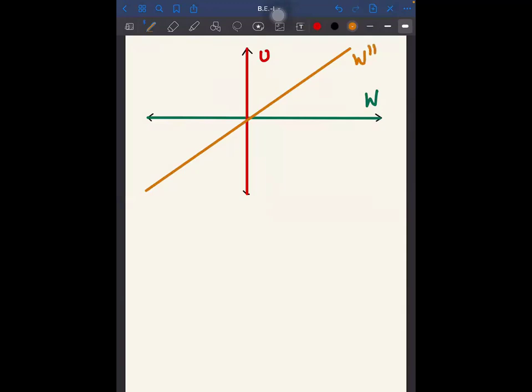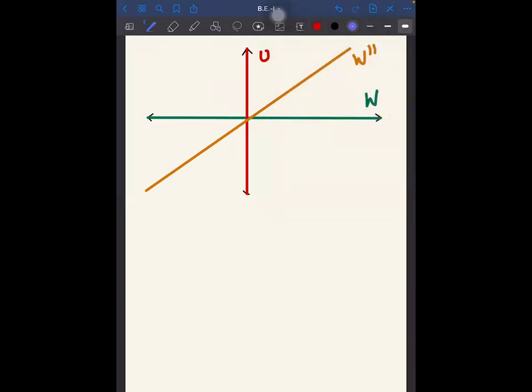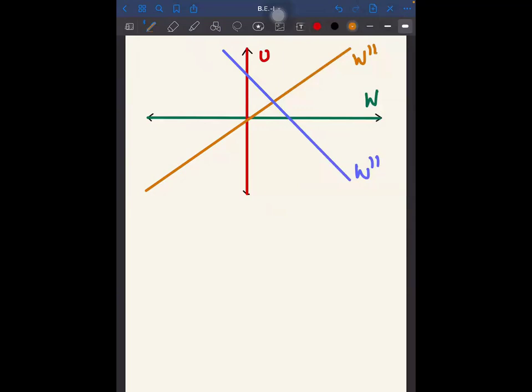But the thing which was not our subspace was x plus y is equal to 1. So something like this. Right? Is it fine? What about W dash? Sorry, W dash. Okay, thanks for telling me. Right? Is it fine now? Yes, sir. Now, W dash was not a subspace.